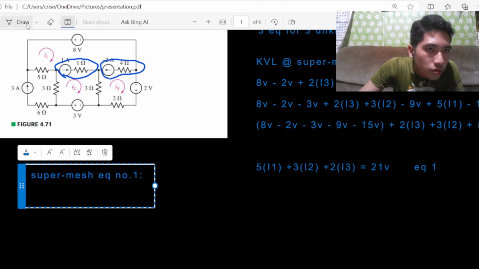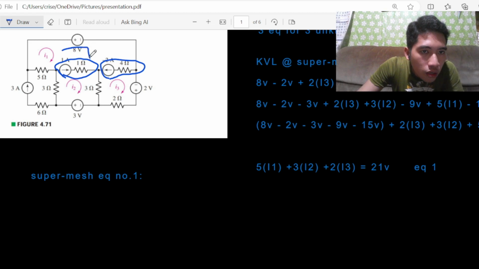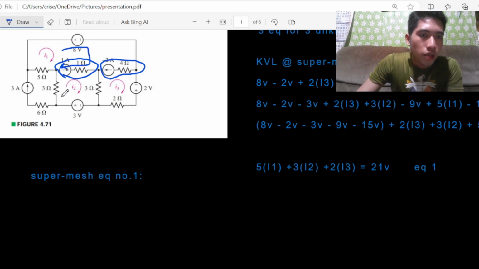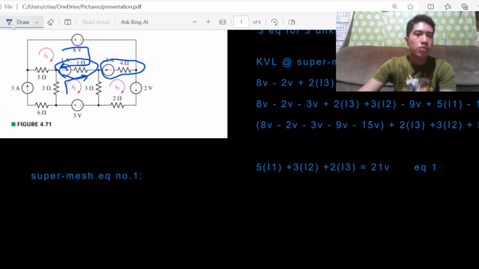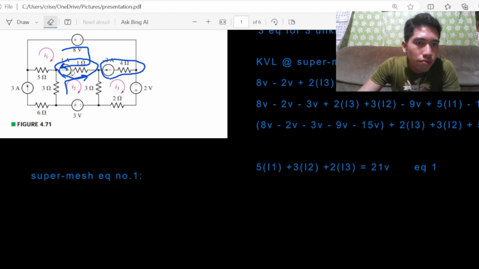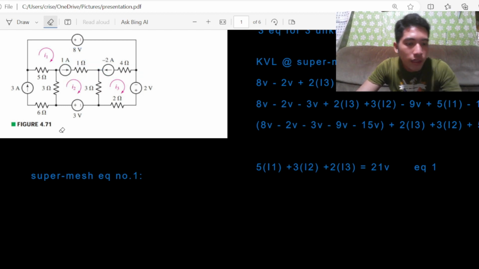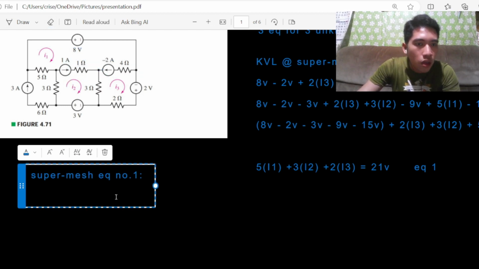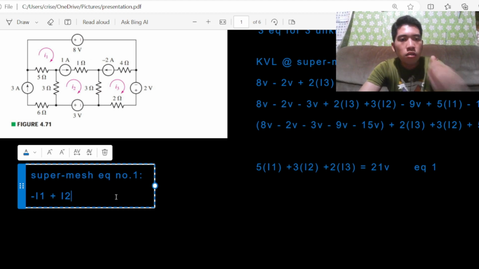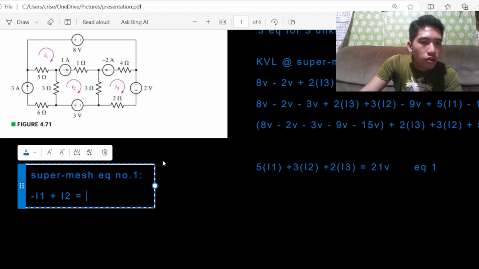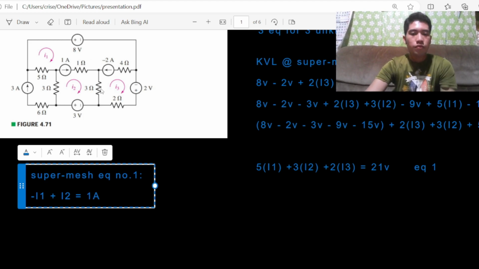which is equals to negative I1, since the negative I1 is going to the opposite direction of the current source, and positive I2 since it's going to the same direction as the positive current source. So we'll get negative I1 plus I2 equals to the current going out, which is 1 amp.